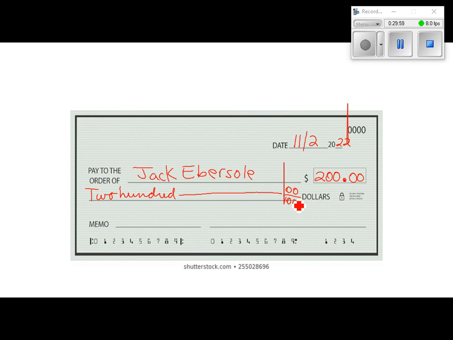The memo line is what it was for. Because he is a nice guy. That's why you gave me the 200. And then you sign it.